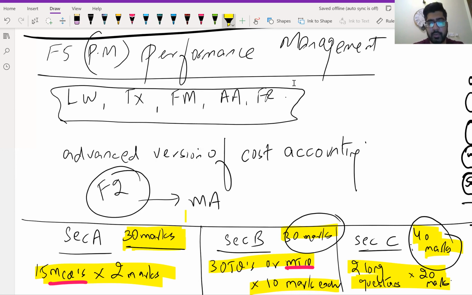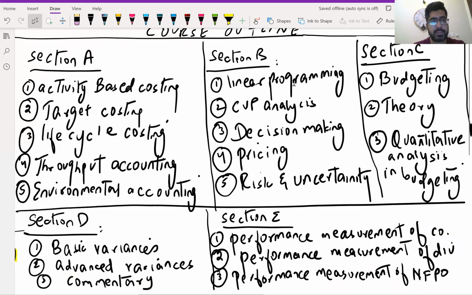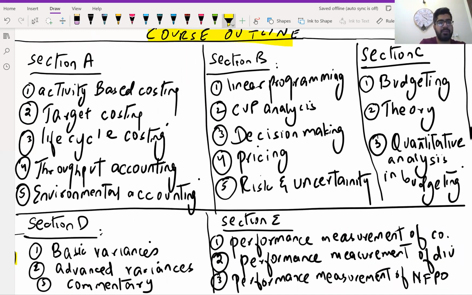Okay, after telling you this paper structure, that the paper is of 100 marks, Section A, 15 MCQs of 2 marks, Section B, 3 OTQs or MTQs of 10 marks, and Section C, 2 long questions of 20 marks. Now comes what is there in this paper, what is the course outline. So this is the course outline, and there are 5 sections: Section A, Section B, Section C, Section D, and Section E.